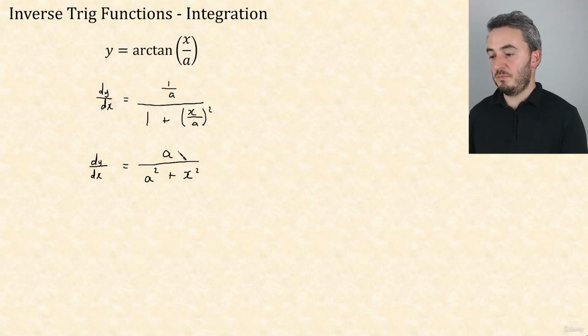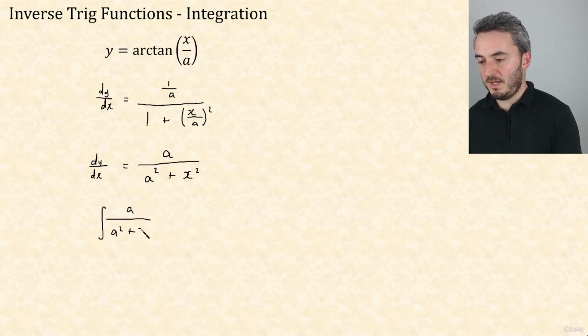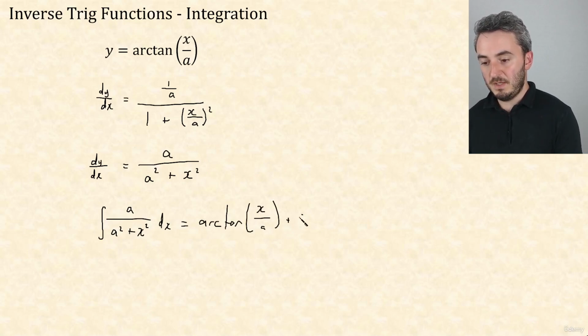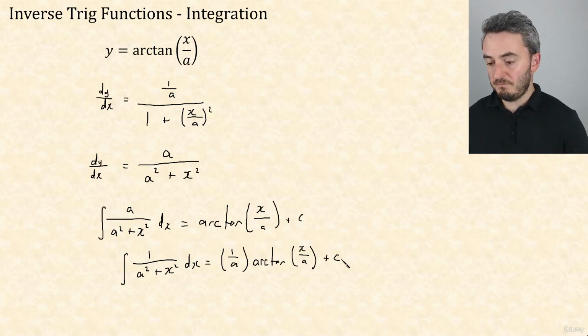Now, you'll usually see this one presented not with the a here, but in fact both of these divided through by a. What I mean by that is we've just established that the integral of a over a squared plus x squared dx is arctan of x over a plus c. But generally you'll see it written like this: the integral of 1 over a squared plus x squared dx is 1 over a arctan x over a. All I've done there is divide both sides by a. And that's just to give it a bit more symmetry with the arc sine version.